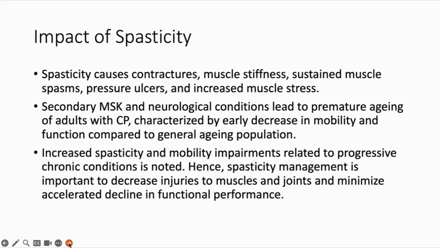Continuum causes muscle stiffness, sustained muscle spasms, development of contractures, and skin breakdown, which causes pressure ulcers and increasing muscle stress. As individuals grow, worsening musculoskeletal and neurological conditions lead to premature aging of adults with cerebral palsy, which characterizes the early decrease in mobility and function when compared to the general aging population. One sees increased spasticity and mobility impairments related to progressive chronic conditions. Spasticity management is important to decrease injuries to muscles and joints and minimize accelerated decline in functional performance.